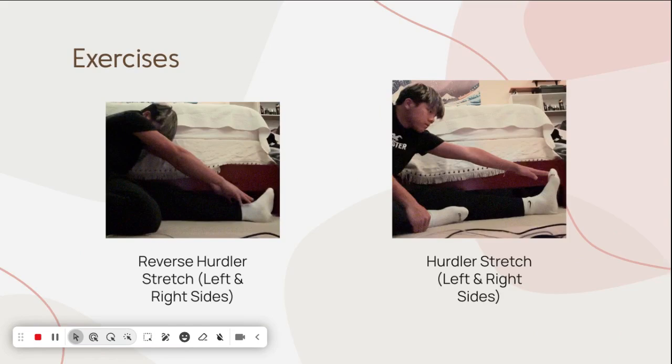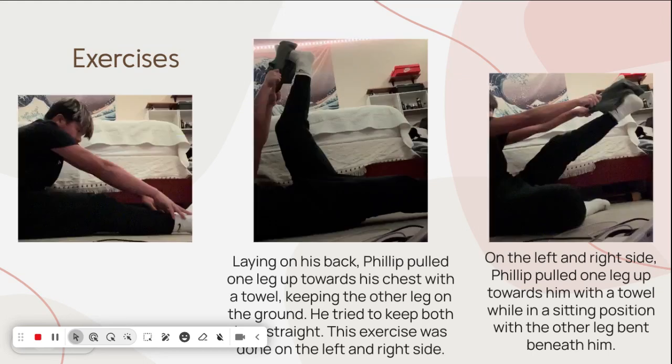So for the exercises, he held the hurdler stretch, which I'm sure we all know, the reverse hurdler stretch, where he had his leg bent behind him, and he did both of these on the left and right side. Some more exercises. He held the pike stretch, which is similar to the baseline test, where he just tried to reach as far as possible towards his toes.